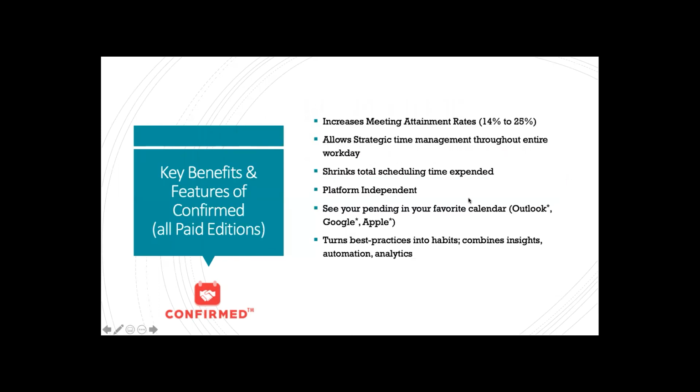Okay, so that's where we are on sort of the cadence, a little bit about Confirmed. Some of the key benefits that we give you include a high meeting attainment rate. We get between a 14 to 25% increase in meeting attainments. That is, when you send out offers, you're going to get more than you would before.